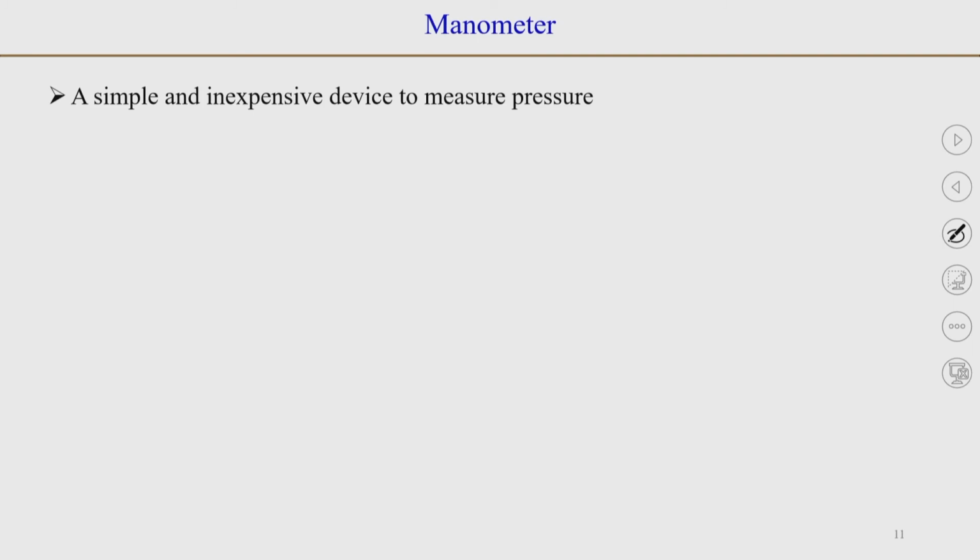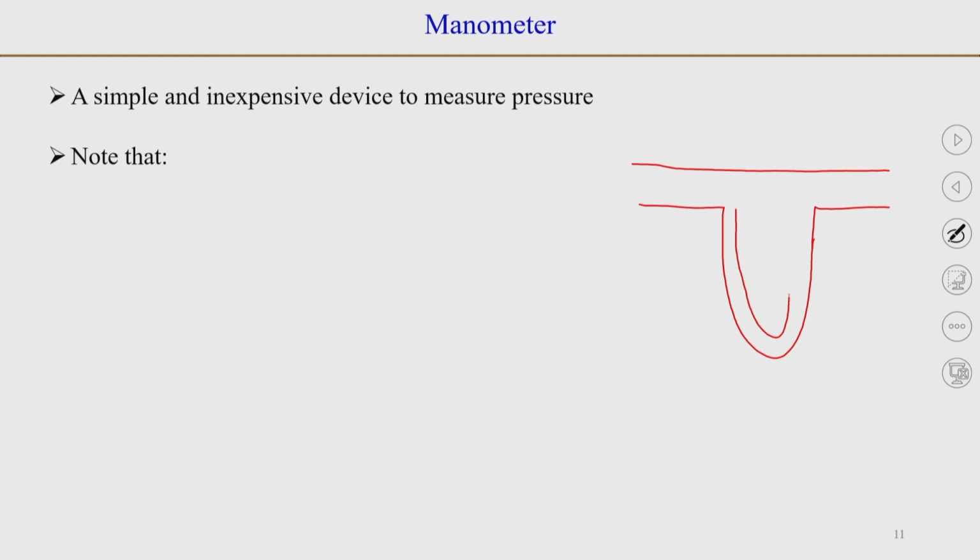Now we will look at an example for a manometer. Manometers, we know that they are simple, inexpensive, or cheap devices which can be used to measure pressure. A very simple manometer is what we call U-tube manometer, which has U shape, and let us say there is a flow in a pipe, and it can be used to measure pressure difference between 2 points 1 and 2.